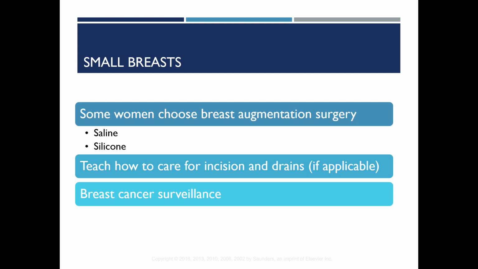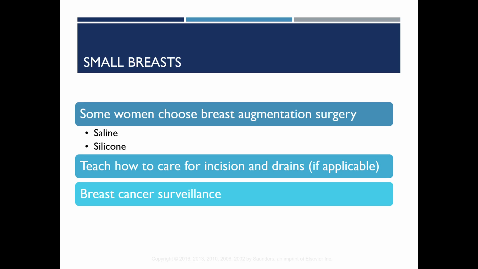All right, then it talks about women that have small breasts, so they can get what's called breast augmentation. Most insurances do not cover breast augmentation. They do have a choice between the saline and the silicone. The saline is the safer one. If it leaks, it can be absorbed by the body, whereas the silicone cannot.